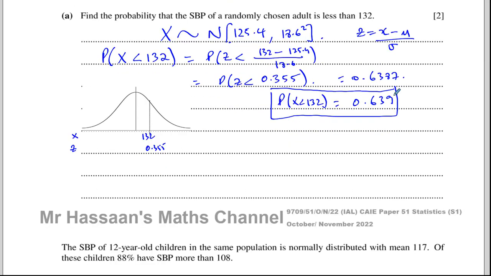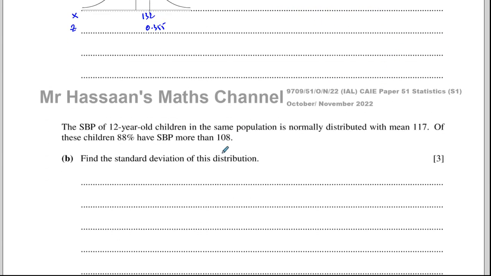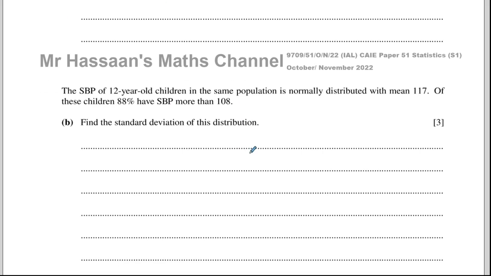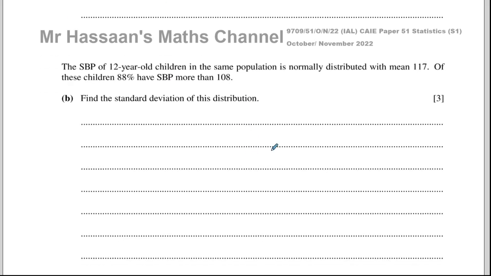Now for part B, it says the blood pressure of 12-year-old children in the same population is normally distributed with a mean of 117. Of these children, 88% have systolic blood pressure more than 108. Find the standard deviation. So now we can say here, let's call this, I'm going to call this Y, for children.